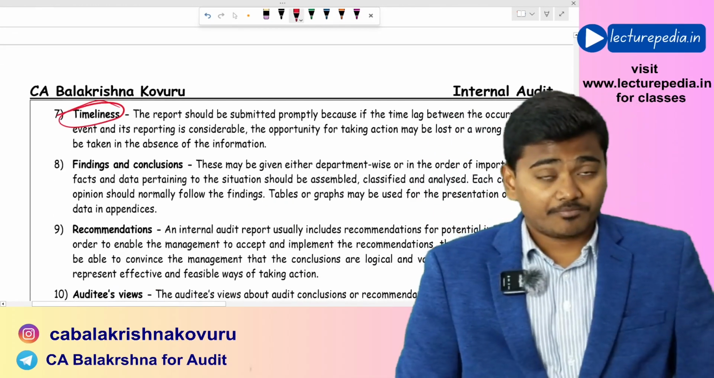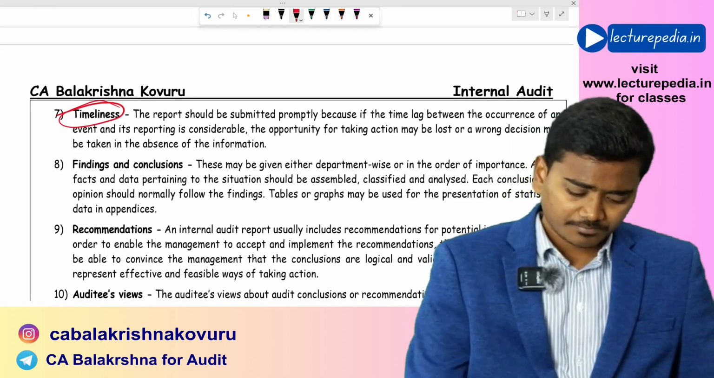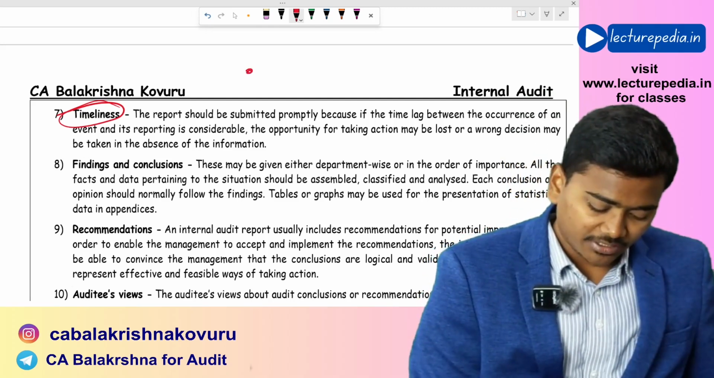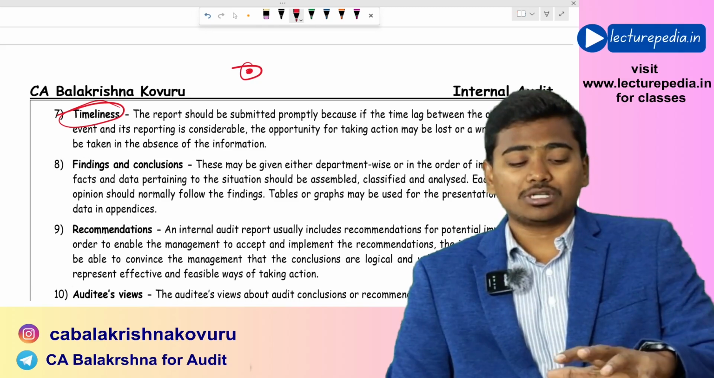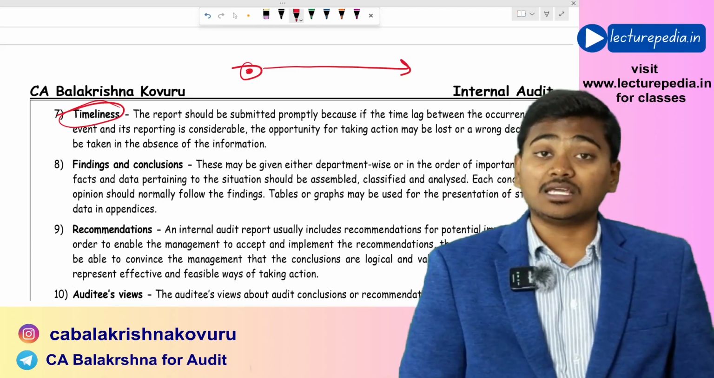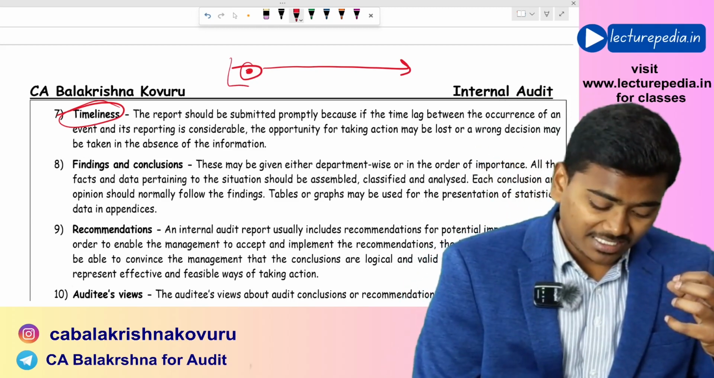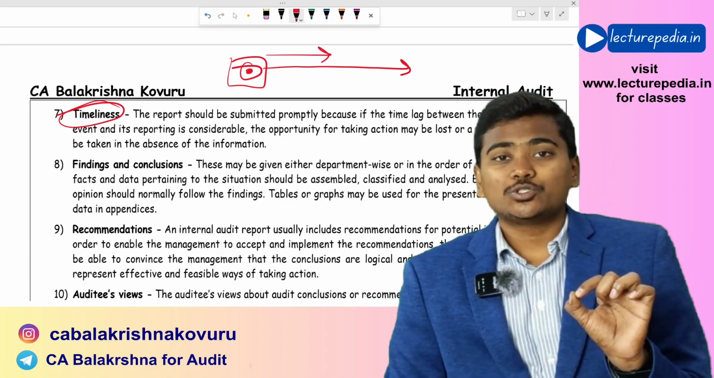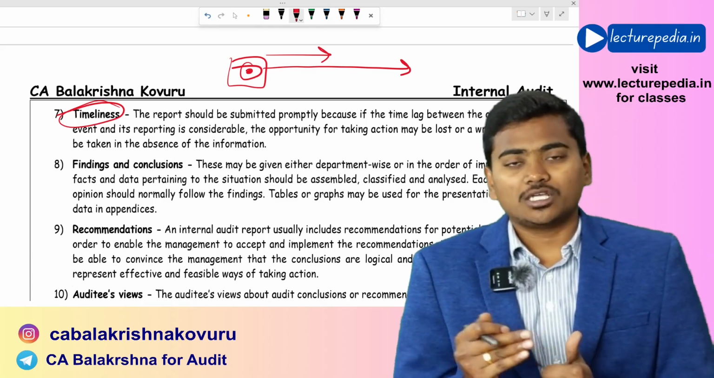And timeliness. The internal audit report should be issued in a timely manner, because a particular non-compliance or a particular fraud has taken place at a particular point of time, and if it is not found and if it is not reflected in the internal audit report as early as possible, if there is a delay in reporting this, then the management will not be able to prevent this in future. So the internal audit report should be issued in a timely manner. If it is not issued in a timely manner, then there is no use of issuing it.